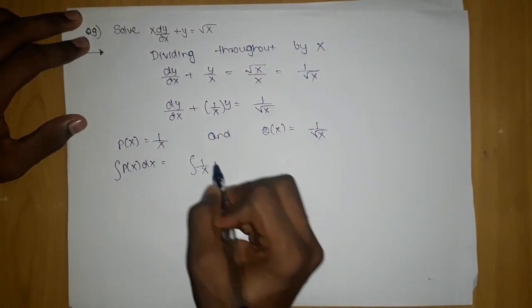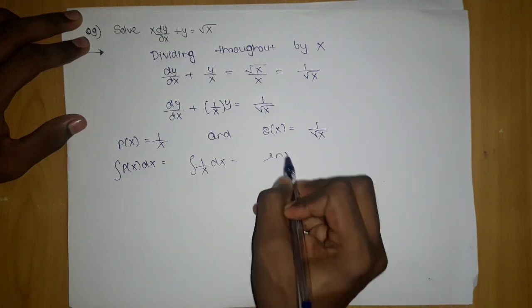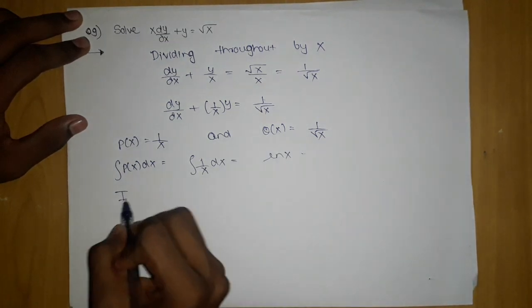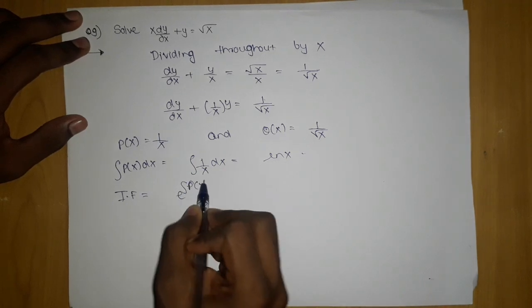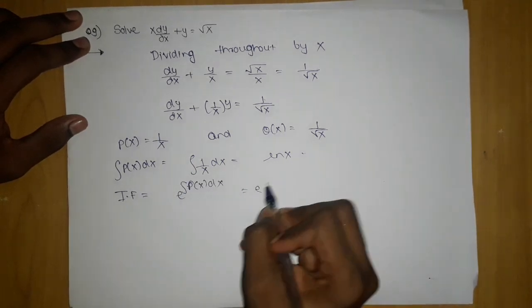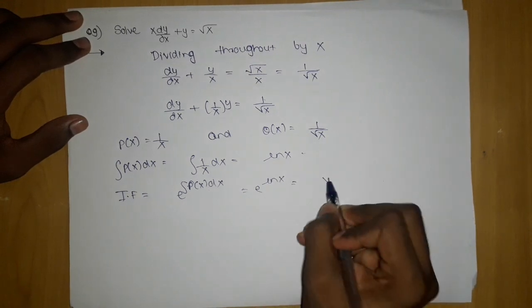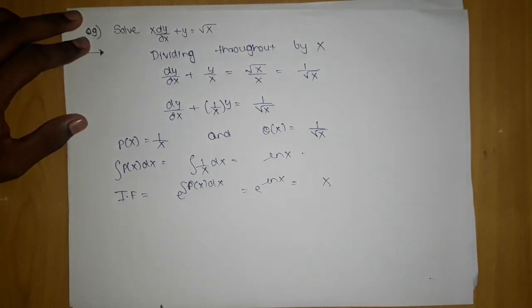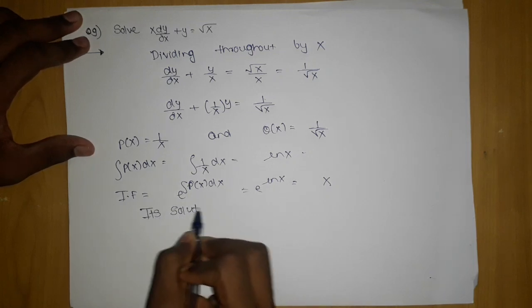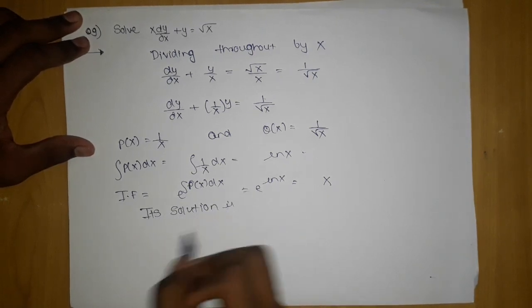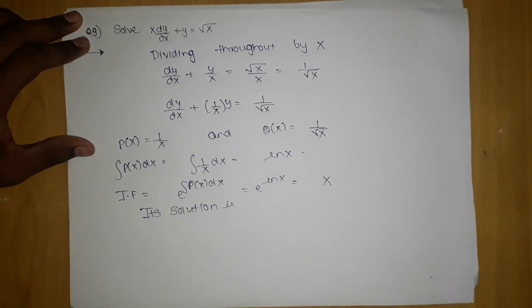So the integral of 1 upon x dx is nothing but ln x. Now the integrating factor is nothing but e to the power integral p of x dx. So here e to the power ln x will give you the integrating factor as x. After getting the integrating factor as x, its solution is what you have to do.